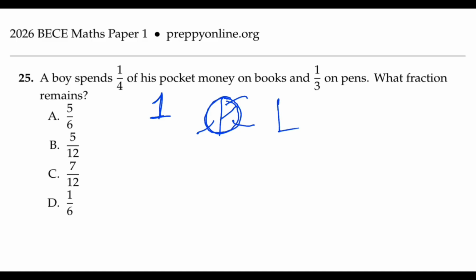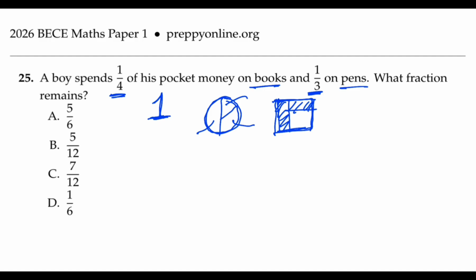We can also use a square. It can be any shape that we then begin to divide. So maybe this portion is used for something, and then this portion also used for something. But the point I want us to note is that his full pocket money is represented by the number 1 whole. So now if he's spending 1/4 on something, 1/4 is spent on books, and then 1/3 on pens.